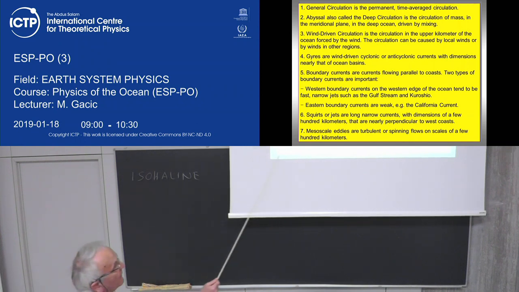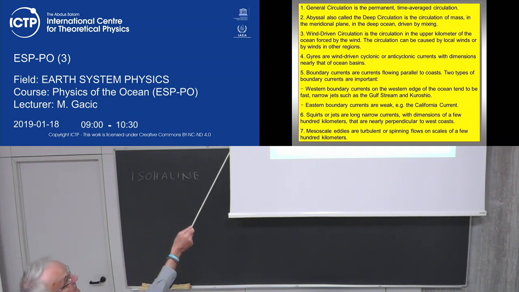Then we have eastern boundary currents, which are relatively weak, for example the California Current and also the return current in the Atlantic, which goes from polar areas along the eastern coast of England toward the equator, and which are relatively wide and slow. Both of them make part of this anti-cyclonic gyre, for example, in that specific case, which is this thing here.